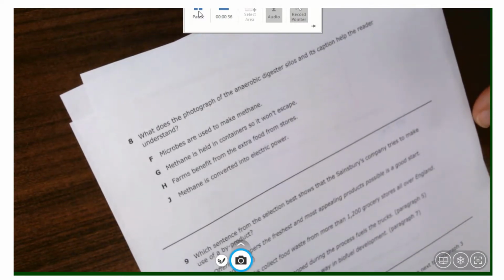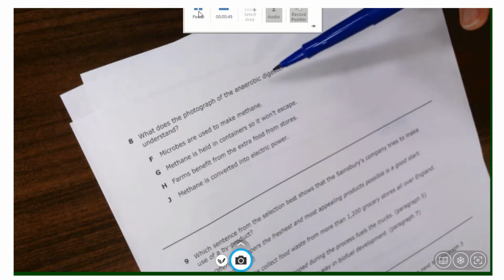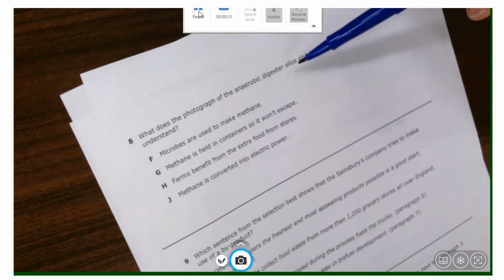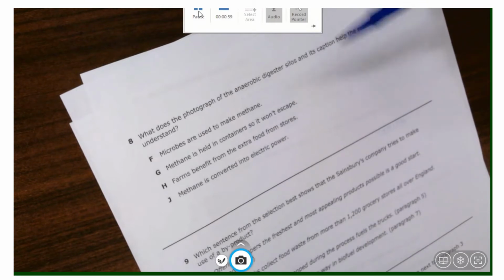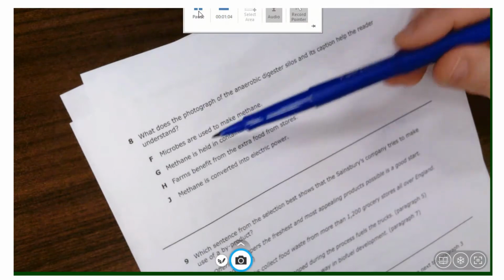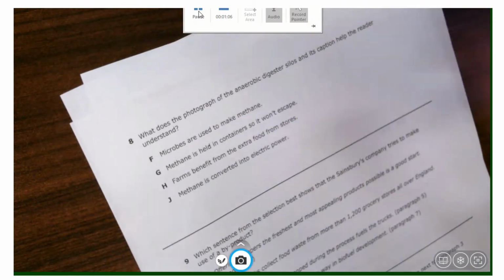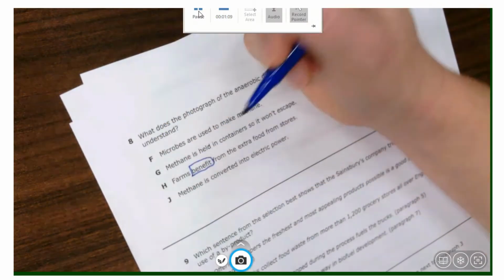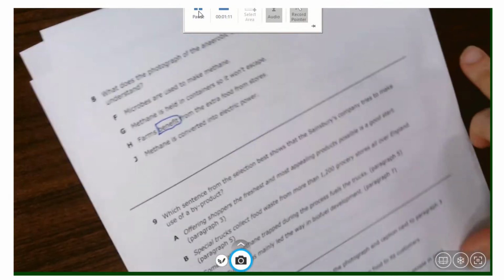And so in question number 8, there's not really much. It's: what is the photograph of the anaerobic digester silos and its caption help the reader understand? I think there are words here that the kids aren't going to get, like anaerobic digester and silo, but those are only specific to that passage, so it wouldn't be worth our time to develop a whole warm-up around that because it's just for this passage. And again, in the answer choices, used, and held, which is specific to the passage. Benefit might be one, and that would be about it for that one.